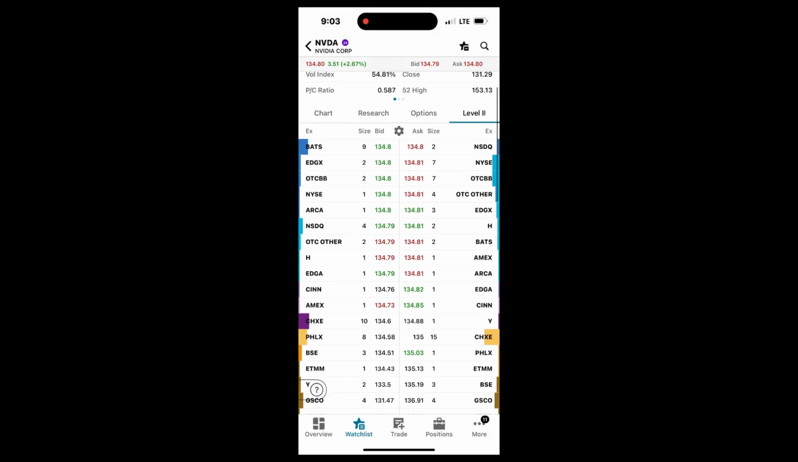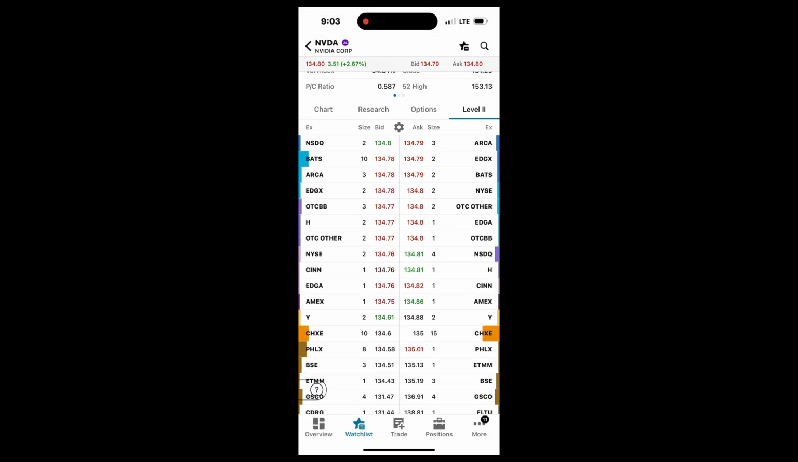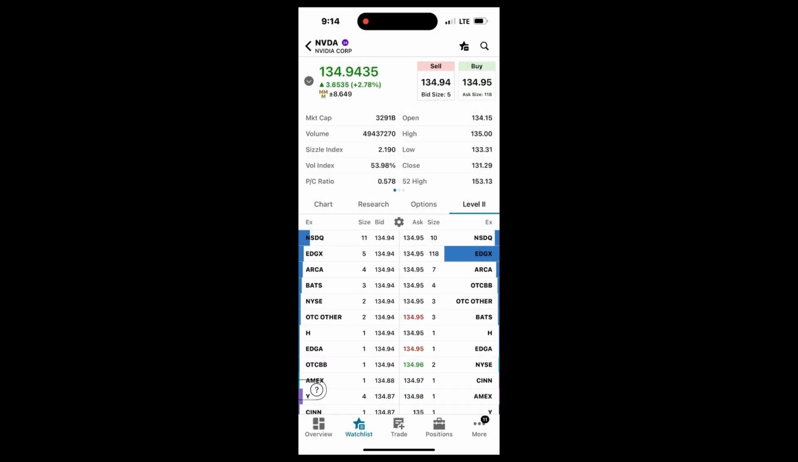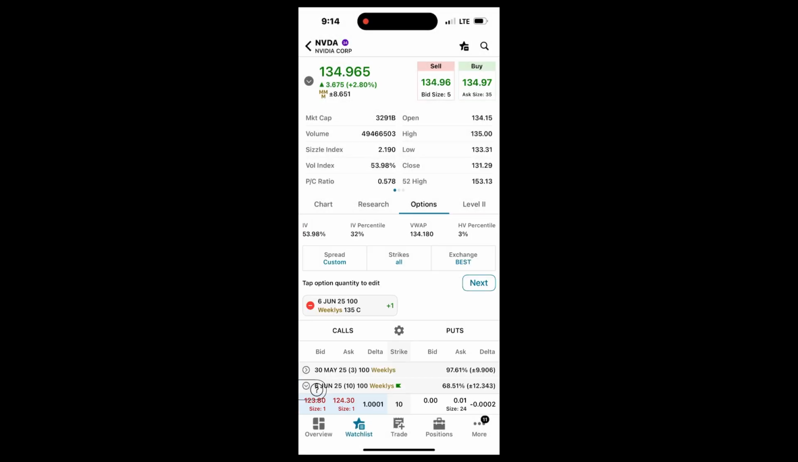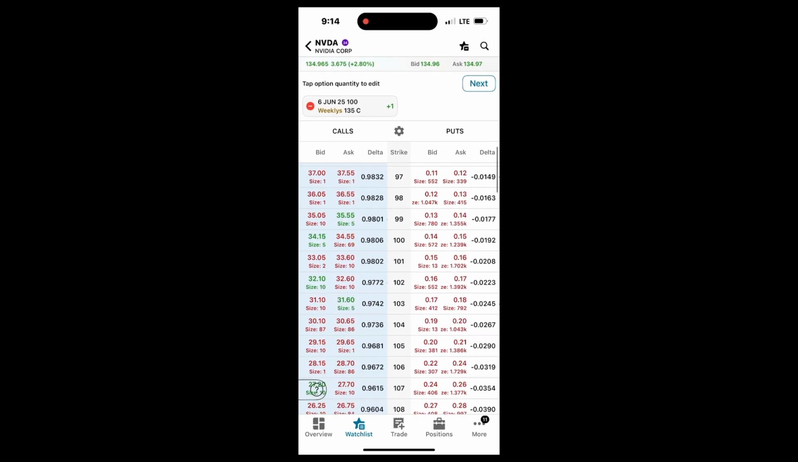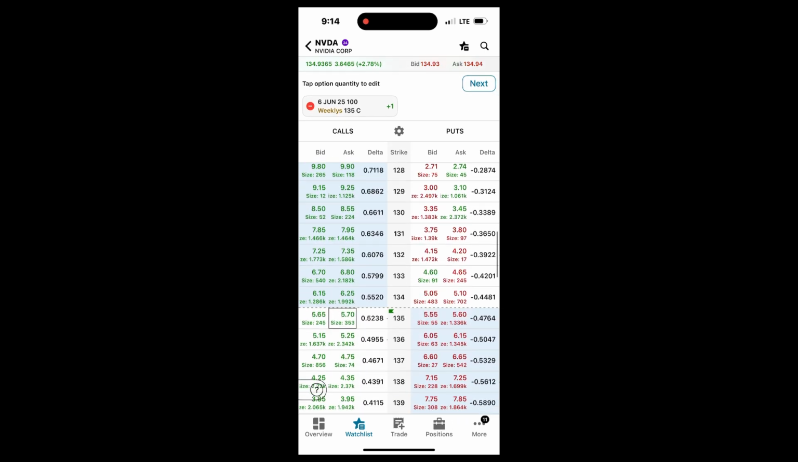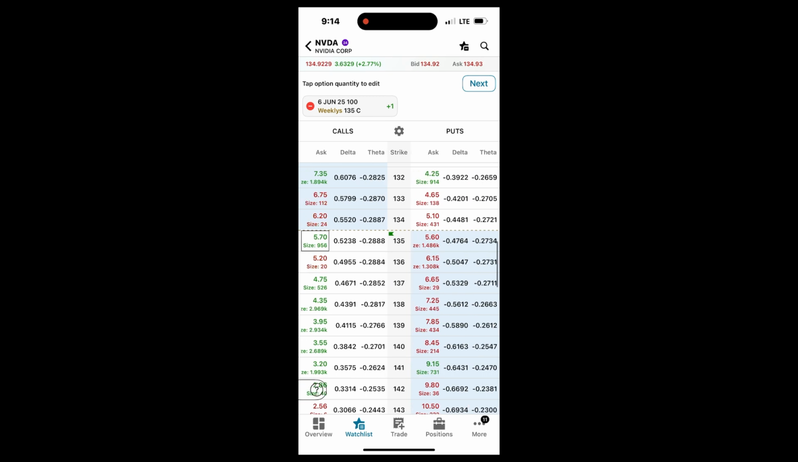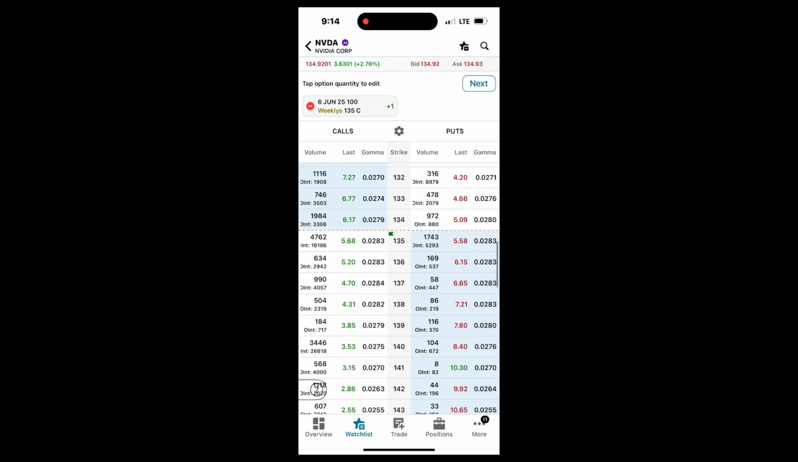Looking at our Level 2 options data, we're seeing large buy-side order blocks, an encouraging sign that buyers are stepping in with strength. This should help push our position higher in value. Now let's take a look at gamma. For this particular call option, the gamma is 0.0283.